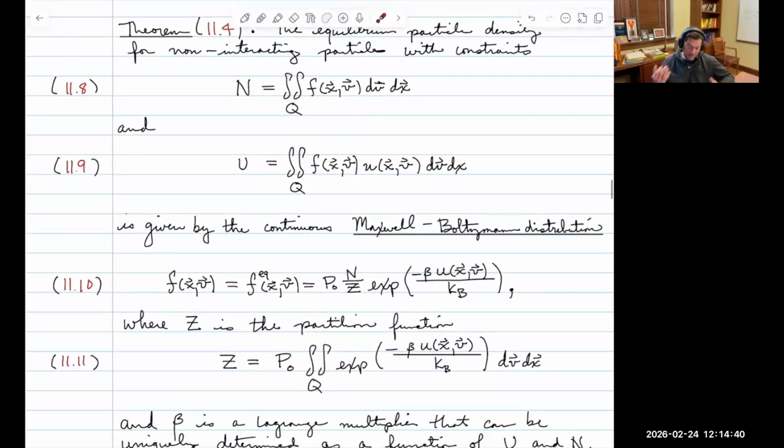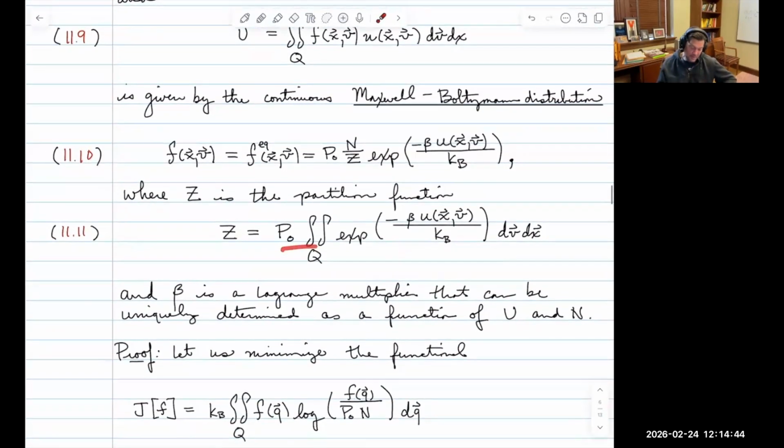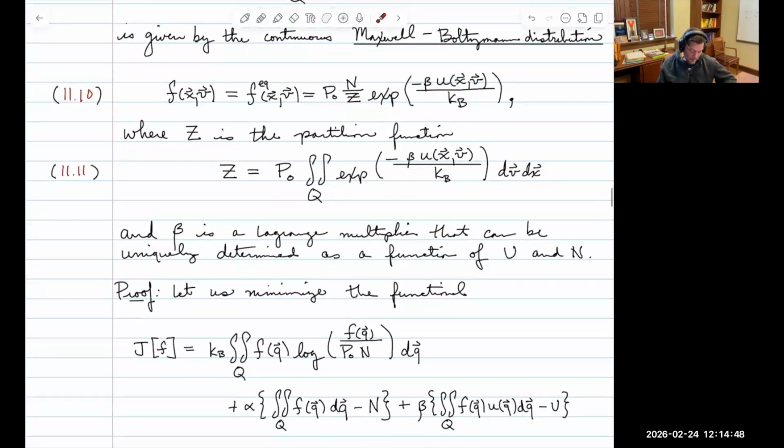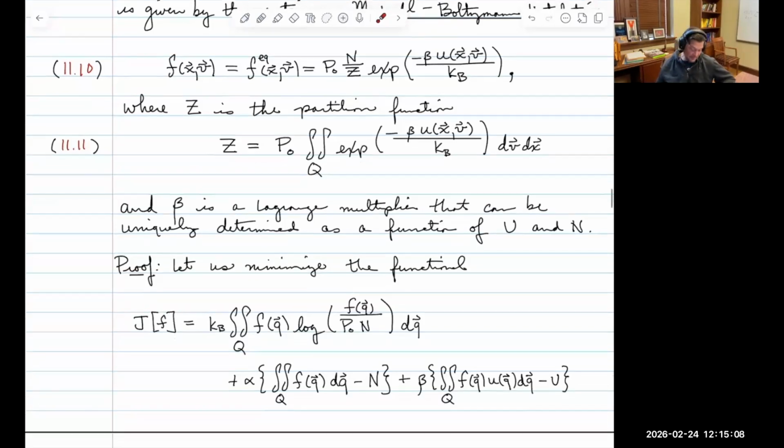We need to have some normalization factor, P naught, which has units of 1 over the volume of phase space. As I said, beta is a Lagrange multiplier that can be uniquely determined as a function of u and n. But I don't say how, and I don't prove this. We merely suggest that it's possible, and then we move on. And we did the same thing when we were talking about the discrete energy levels case.